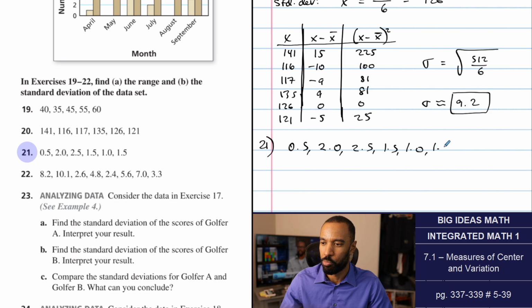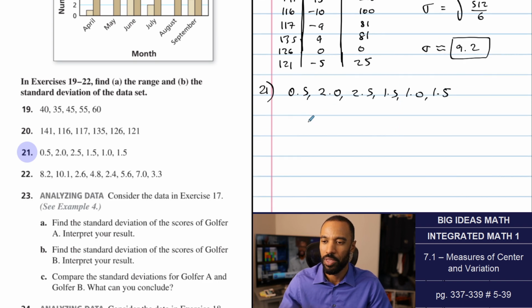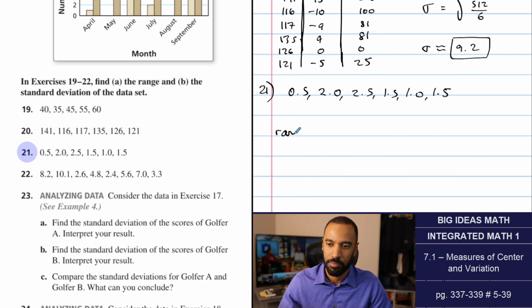1.0, 1, 2.0. Those are just 1 and 2. All right, the range. The highest looks to be 2.5, and the lowest is 0.5, unless I mess something up. So that range should be 2.